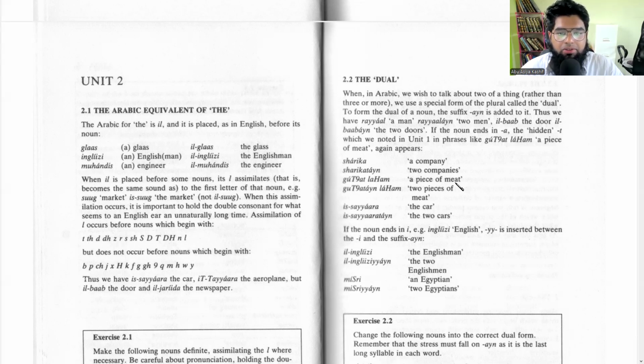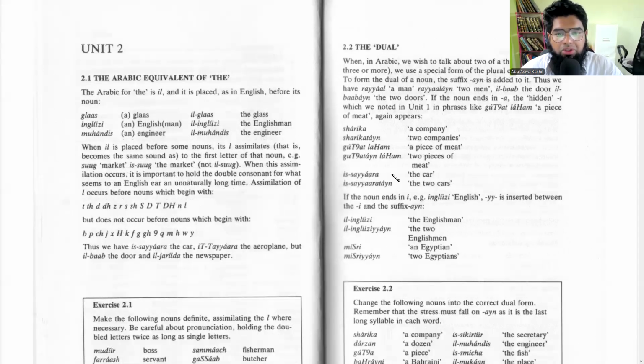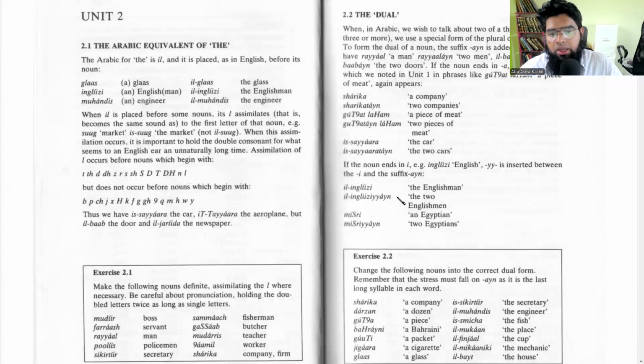Qutat laham, a piece of meat. Qutatain laham, two pieces of meat. Is-siyara, a car. Is-siyaratain, two cars. For words ending in e, English, a y is inserted between the e and the suffix ain. English, Englishyain. It becomes like yain, the two Englishmen. Misri, yain. Two Egyptians.